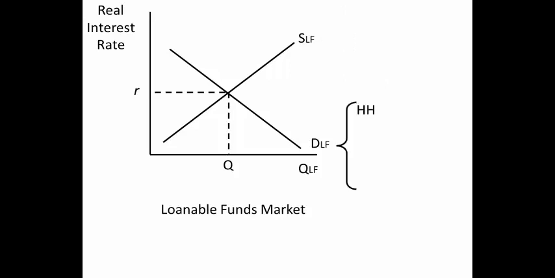What entities then demand the loanable funds? Well, households demand the loanable funds for borrowing for a house, borrowing for a car, borrowing for education, and so when there's household borrowing, they demand the loanable funds. Firms demand loanable funds when they want to invest in their company. So they'll borrow in the loanable funds market and put that money into their business.